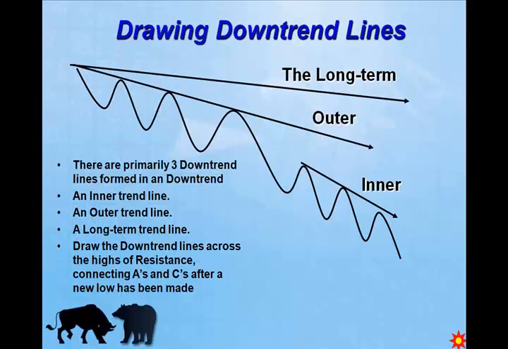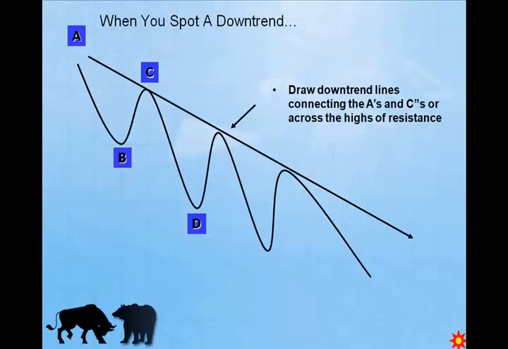Now to draw the trend lines, the same: we have an inner trend line, an outer trend line, and a long term trend line. The only difference with the inner trend line is that now we put them on the top of the candles. When it's an uptrend, we do them on the bottom of the candles. Same rules apply: we connect the A's with the C's and we extend them.